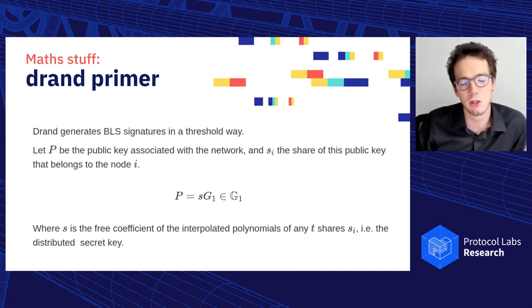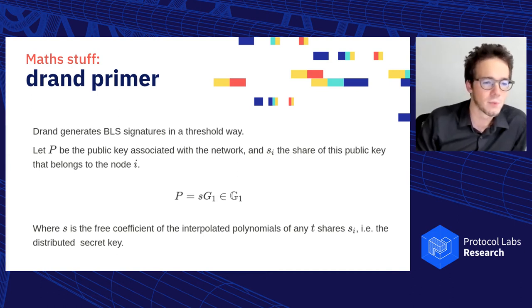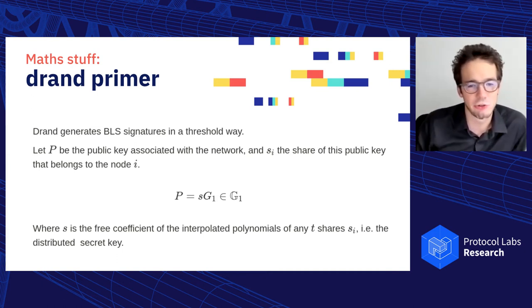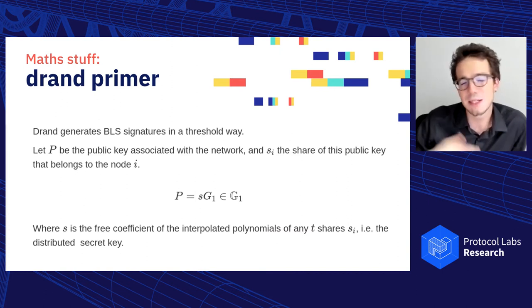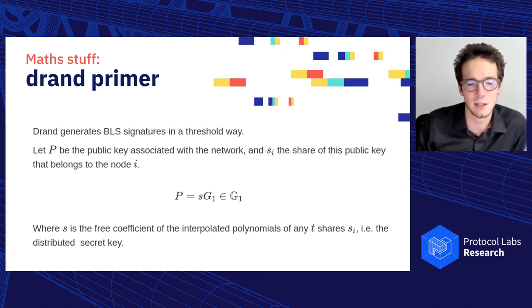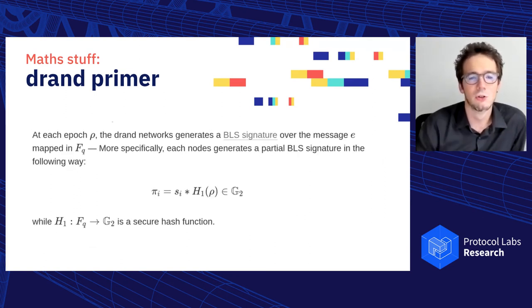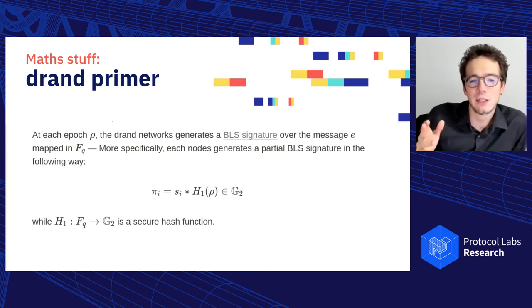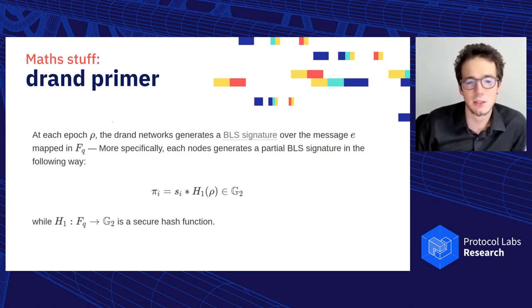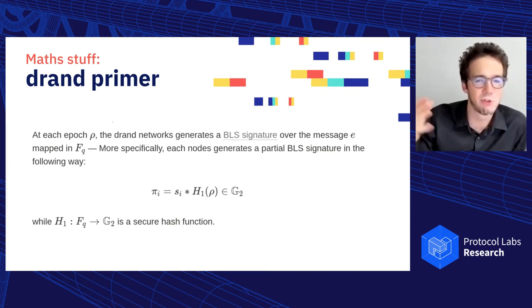So we have two groups, G1 and G2. And here, S is basically just an integer, and P is a public key. It's basically like ECDSA or EdDSA. It looks like elliptic curve standard signature schemes, except we'll be using the pairings to do the verification later on. So DRAND is actually hashing the epoch it wants to sign and just signing it. So a DRAND signature is basically the secret times the hash of the period.